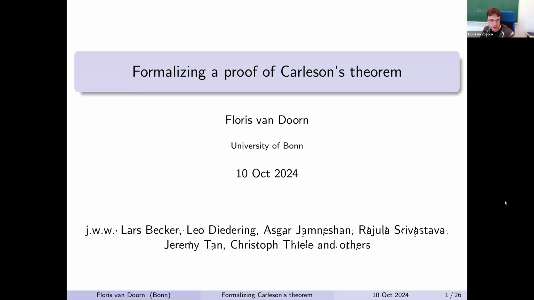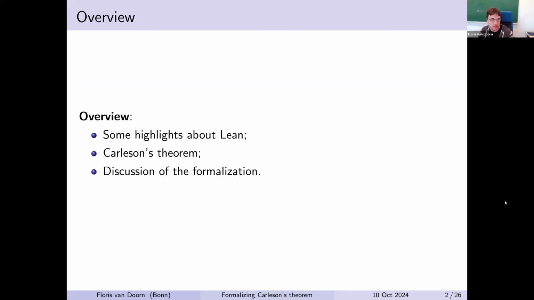So this is a large project with a lot of collaborators. Some of them I've listed here. It's joint work with Lars Becker, Leo Dietering, Asghar Janasham, Rajula Shrivastava, Jeremy Tan, and Christoph Thiel, and many others. Many of them are part of the Bonn harmonic analysis group. But for the formalization, many other people joined, which I will describe.